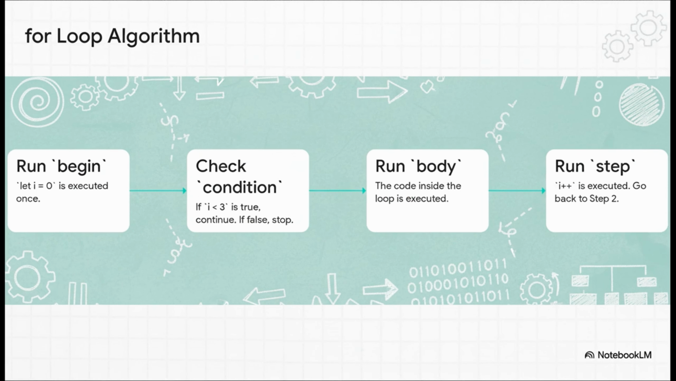Okay, let's walk through how this actually runs step by step. First, the begin part runs just once. Bam, i is now 0. Then we check the condition. Is 0 less than 3? Yep, so we run the code inside the loop.